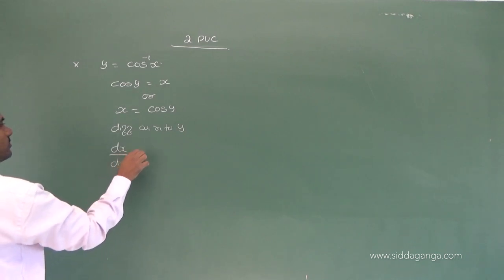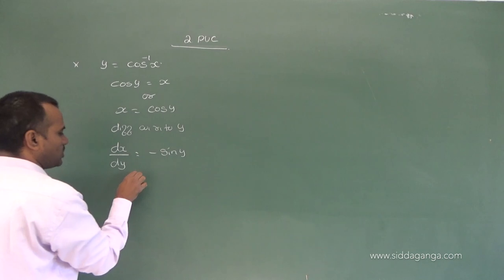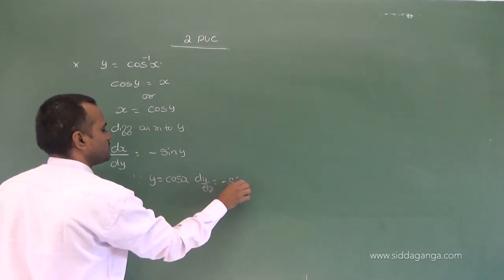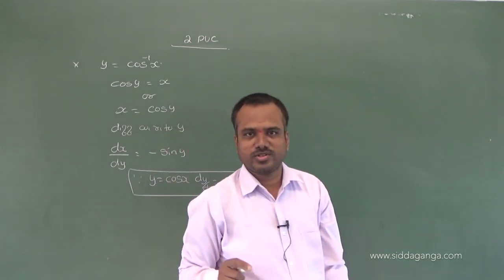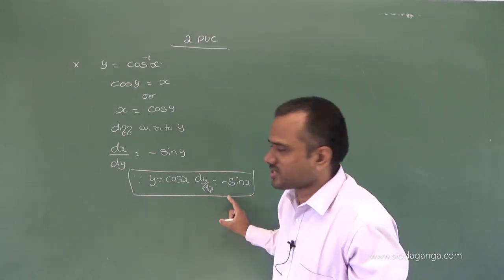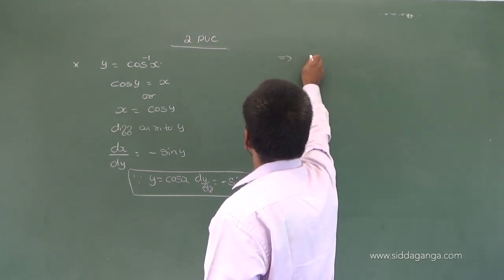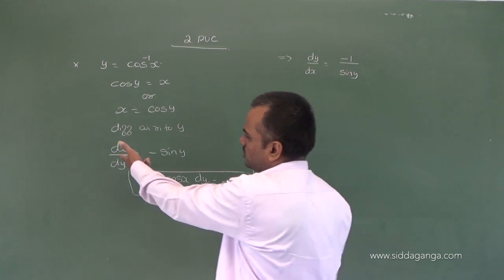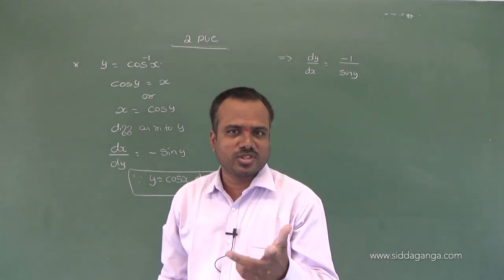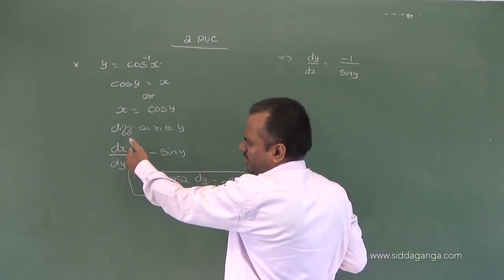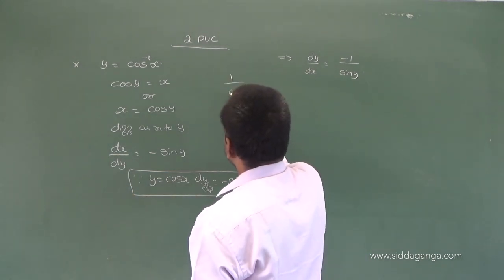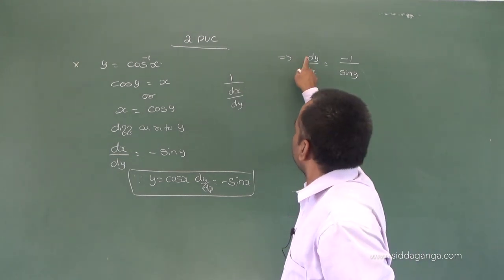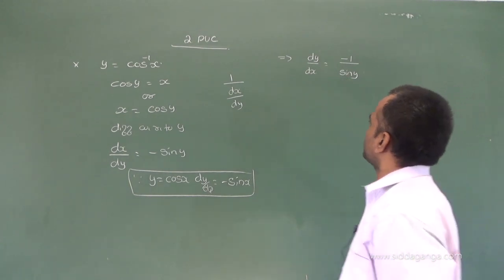Dx by dy is minus sin y. Why? Because since y is equal to cos x, dy by dx is minus sin x. Correct? Y is equal to cos x, dy by dx is what? Minus sin x. So dx by dy is minus sin y. That implies minus 1 divided by sin y. I take the reciprocal. What I followed in the previous problem? Same method. Reciprocal, 1 by dx by dy. Observe here, 1 divided by, reciprocal I want dx by dy. Correct? Denominator of denominator goes to numerator. It becomes what? Dy by dx. In the RHS side, minus 1 by sin y.